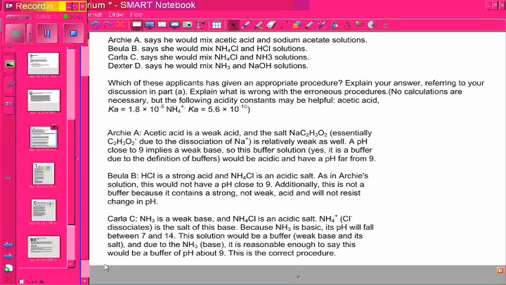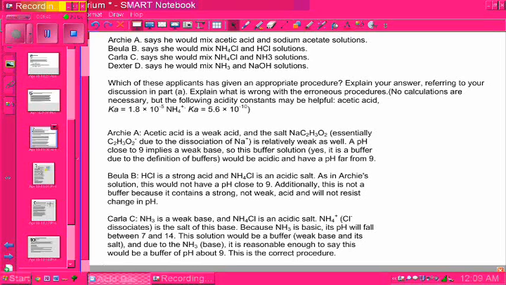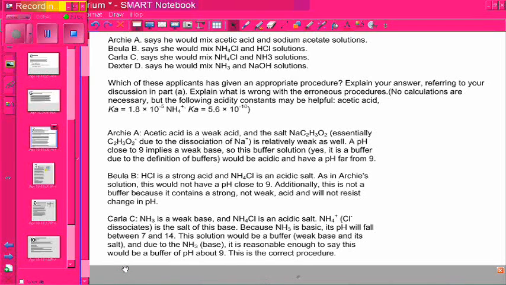NH3 is a weak base and NH4Cl is an acidic salt. NH4+, because Cl- dissociates, is the salt of this base. Because NH3 is basic, its pH will fall between 7 and 14. This solution would be a buffer because it's a weak base and its salt, and due to the NH4+, it's reasonable enough to say that this would be a buffer of pH about 9. This is the correct procedure.